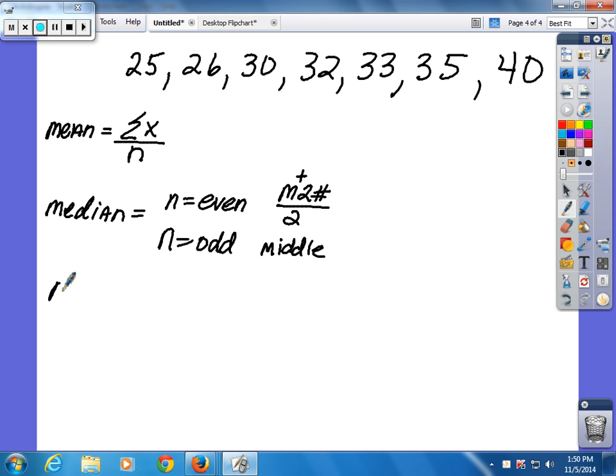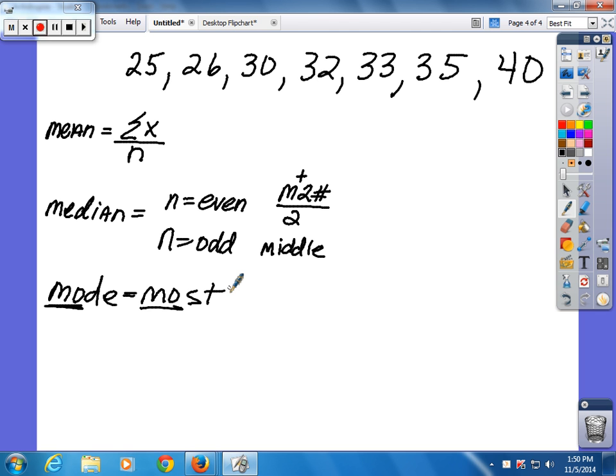Mean, median, mode. Mode, I told you meant what? Remember the first 2 letters of mode are the first 2 letters of what? Most, the one that shows up the most. In this case, we don't have a mode because all of them are different numbers, I think.